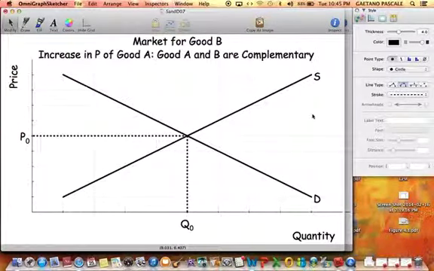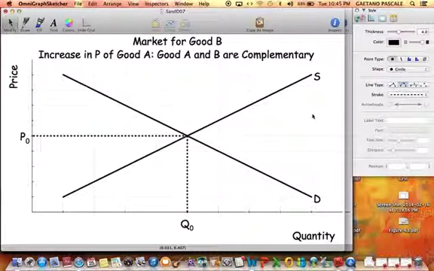All right. So we're talking about the market for good B. So that's the supply and demand for good B. And we see an increase in the price of good A, but good A and good B are complementary. They have a tendency to be used together. They are complements to one another. All right. So if good A and good B are complements and the price of A is going up, it's also going to increase the cost of using good B.